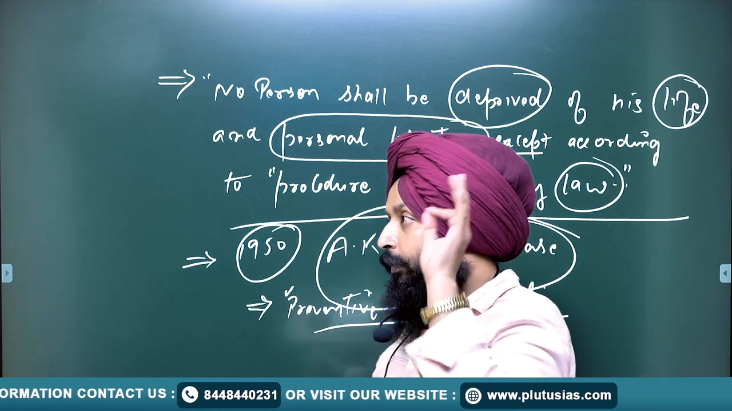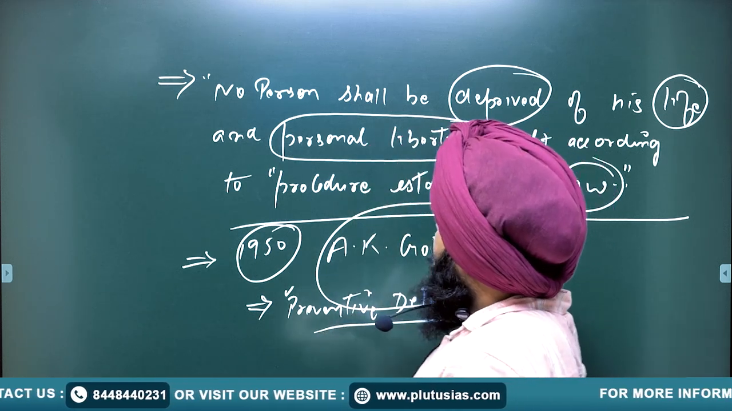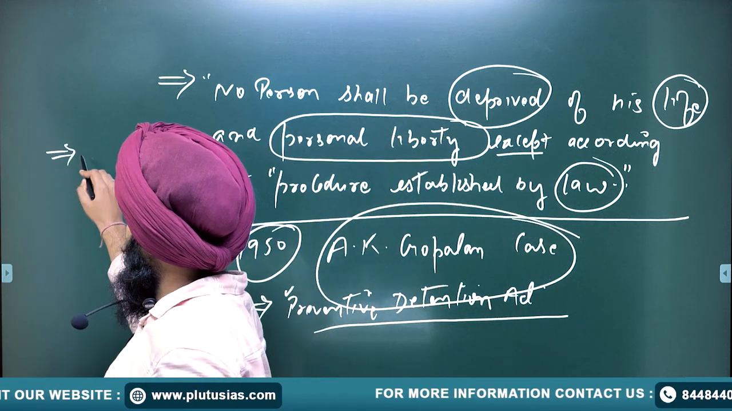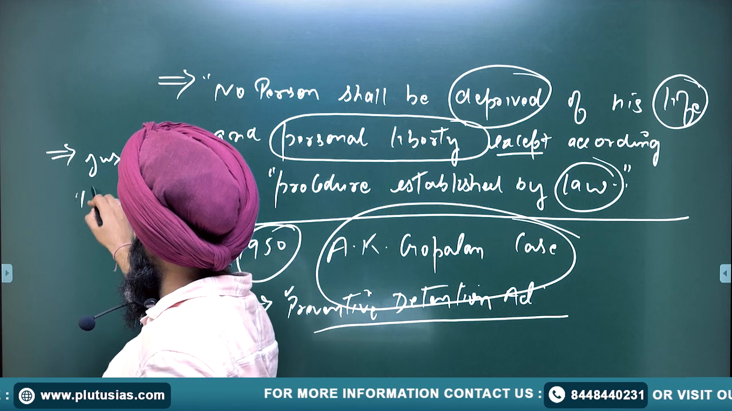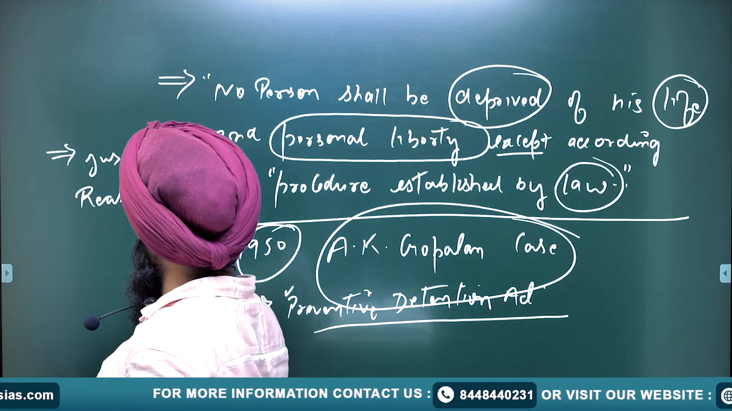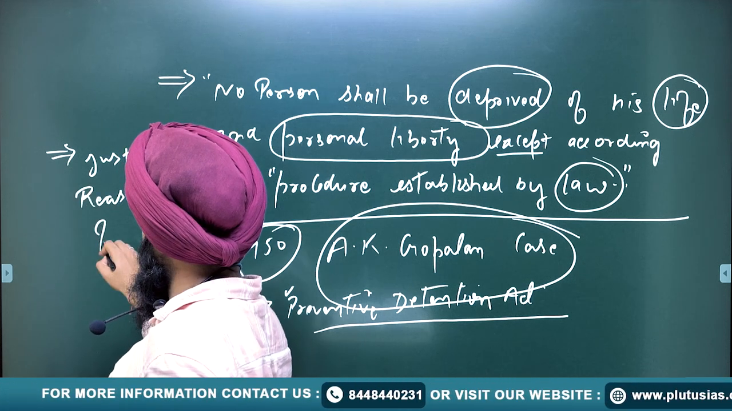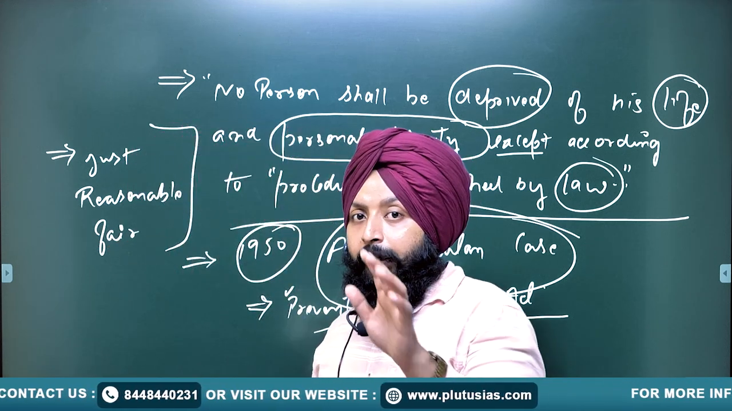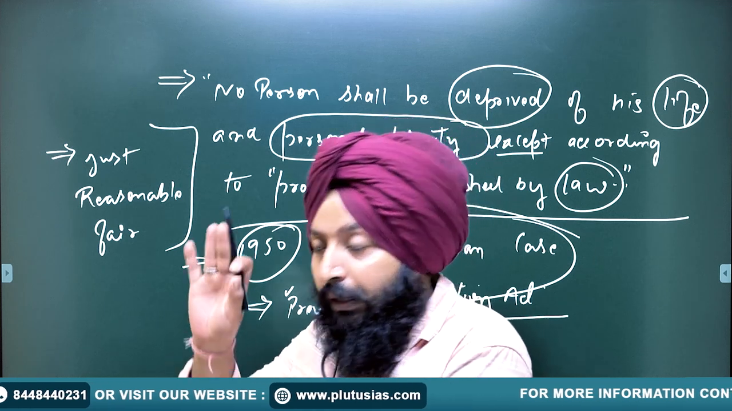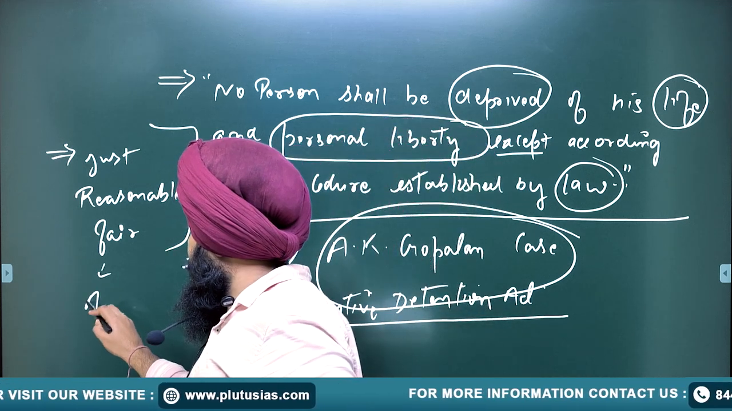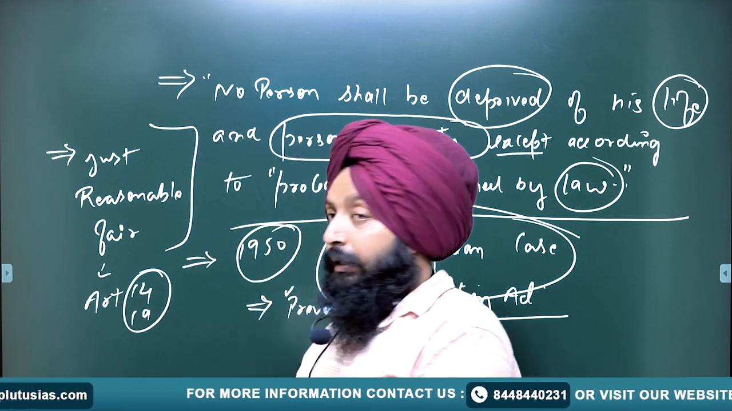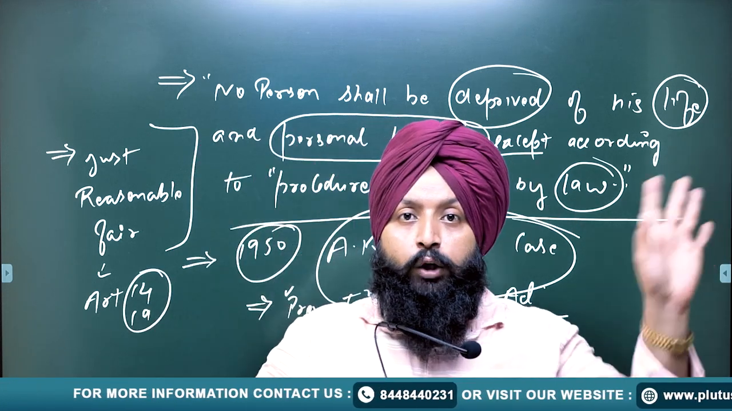So now the question is whether the law that deprives a person of his liberty in itself should be just, reasonable and fair. That means whether the law that deprives a person of his personal liberty, whether the law itself conforms to Article 14 and Article 19 of the Constitution. Article 14 provides for equality before law.